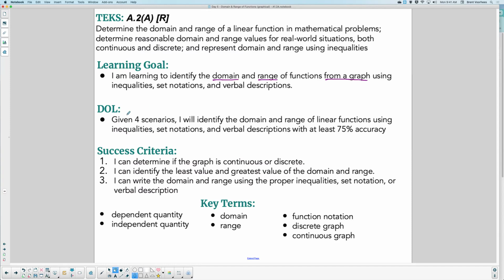You can read your DOL. I'm going to give you 4 questions where we prove our learning goal that we can identify the domain and range from a graph, and we'll do it with the inequality, set notation, verbal descriptions.